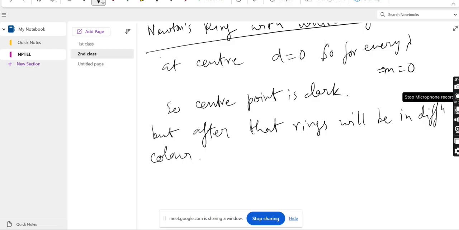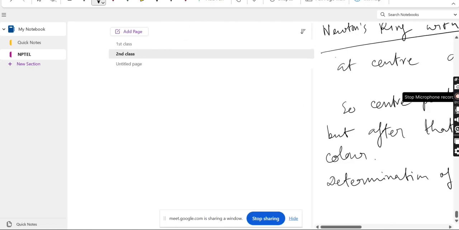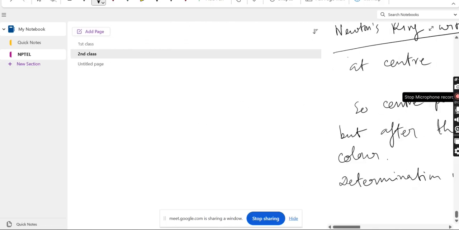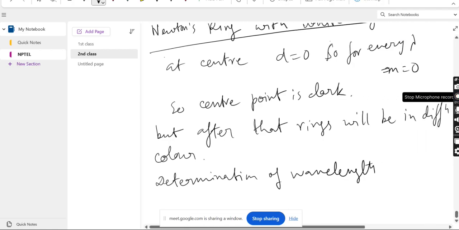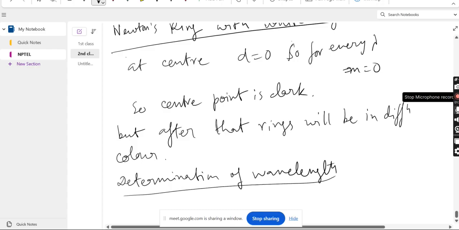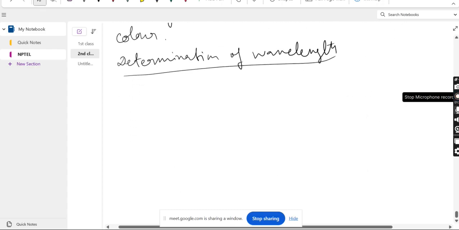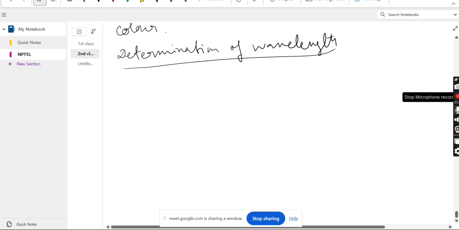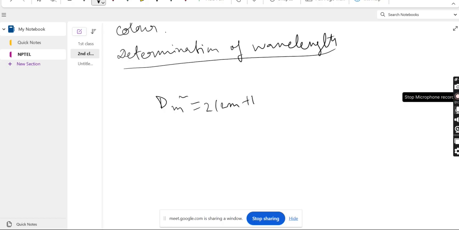We can also determine the wavelength from this experiment. So how can we do that? We will press and do a comparison.